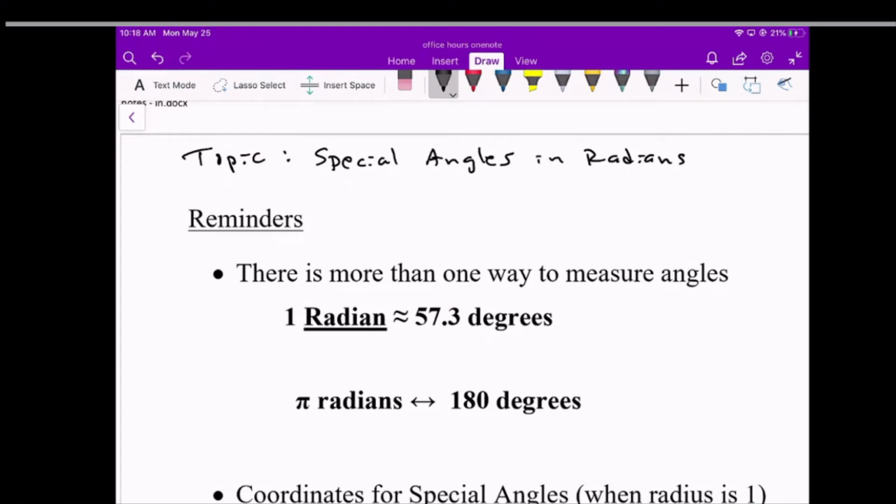Topic for today is special angles and radians. We need a couple of reminders first. One reminder, a radian is approximately 57.3 degrees. That will not be too useful to us for today. The other reminder is pi radians. Pi, just think of it as a number. It's about 3.14. Pi radians is exactly 180 degrees. That will be very useful.